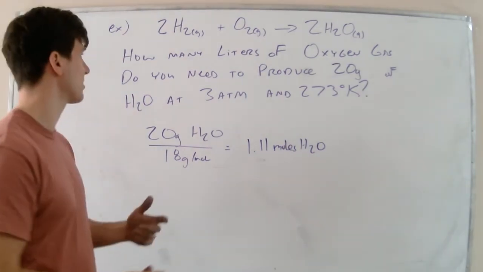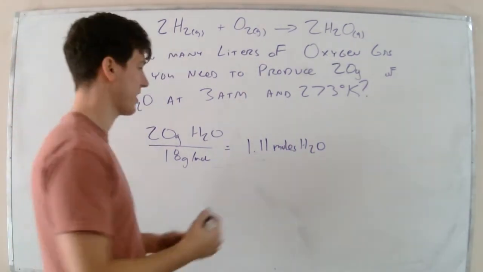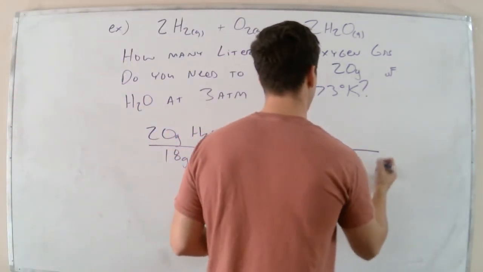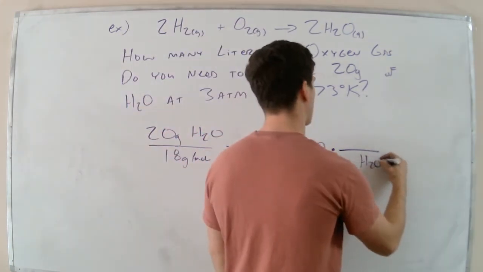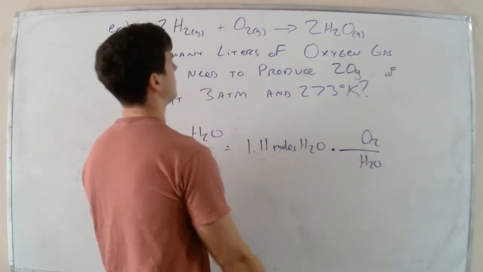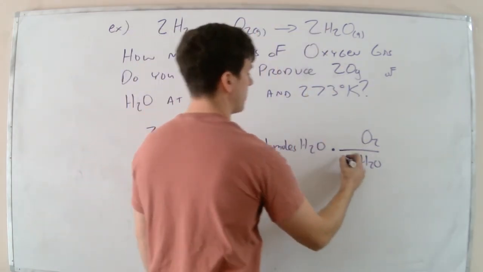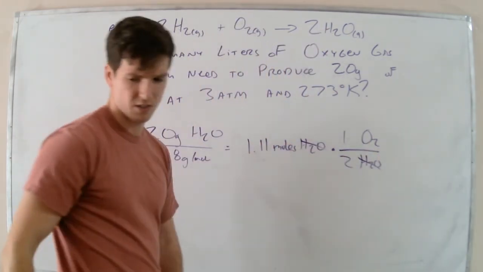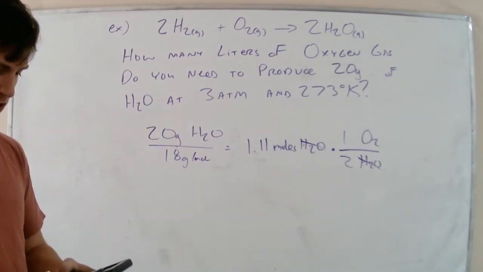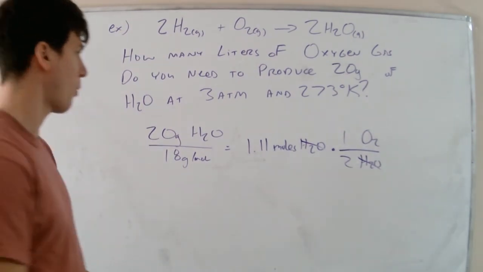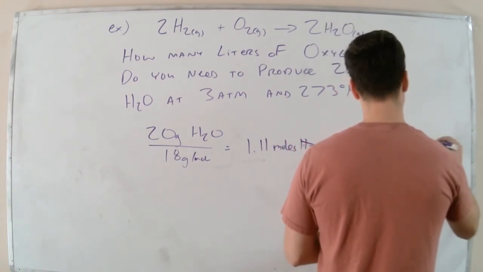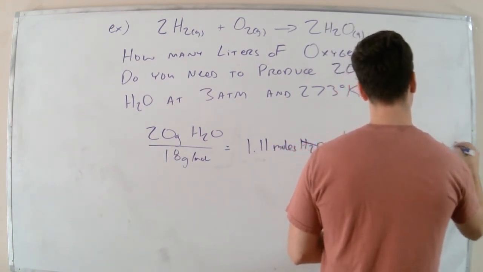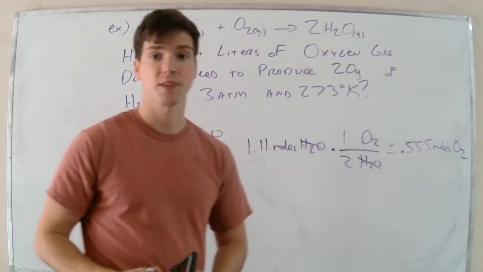But moles of water isn't going to help us, right? I want liters of oxygen gas. So I'm going to be doing a mole ratio here to get to moles of oxygen. What we have goes on bottom. What we want goes on top. It is a 2-to-1 ratio. So 1.11 divided by 2 is 0.555 moles of oxygen gas.